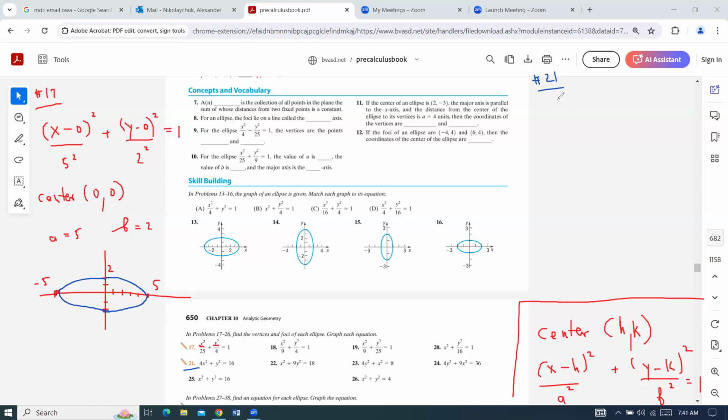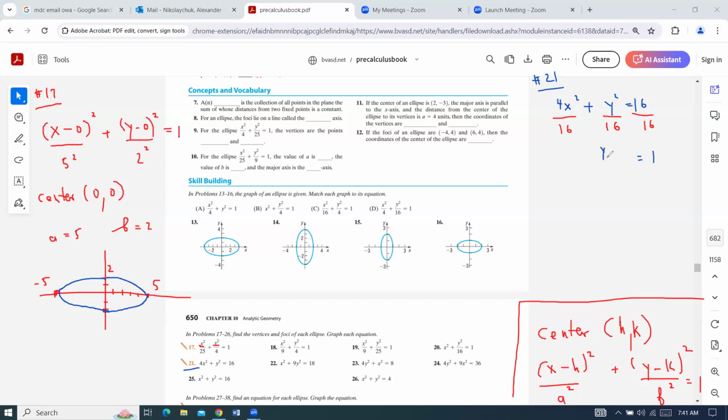So what I'm going to do is get rid of that 16, because we have 4x squared plus y squared is equal to 16. So what I'm going to need is to put 16 in the denominator under each term of this equation. So this produces number 1. That's just what I need.